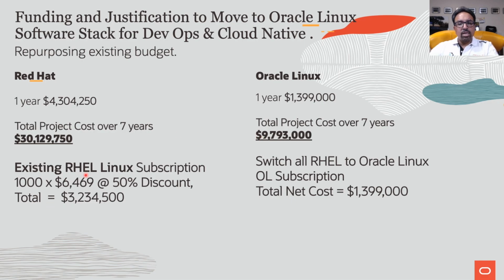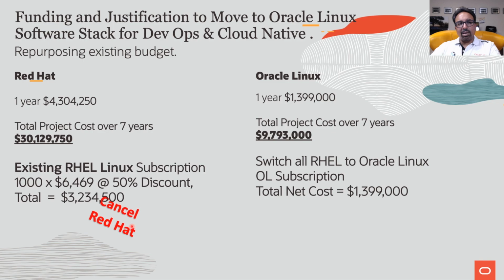Let's go down here. So before you start one of these projects, your existing RHEL subscriptions, 1,000 servers is the example I'm using, with HA and with management tools at 50% discount is $3.234 million. This is just the basic operating system. So hang on a minute. I already have this in my budget today. So I'm already paying for it. So over the next 7 years, I'm already paying for it. In fact, this might grow. As a base operating system, this is something I'm already paying.